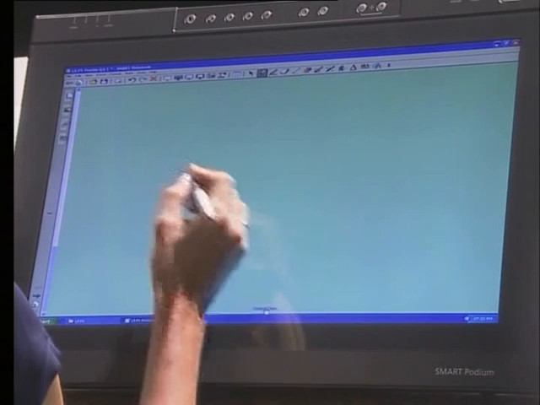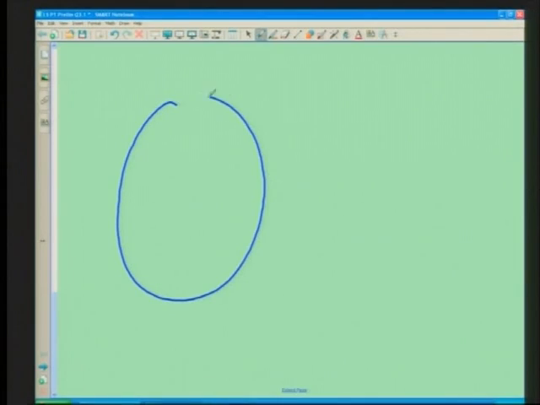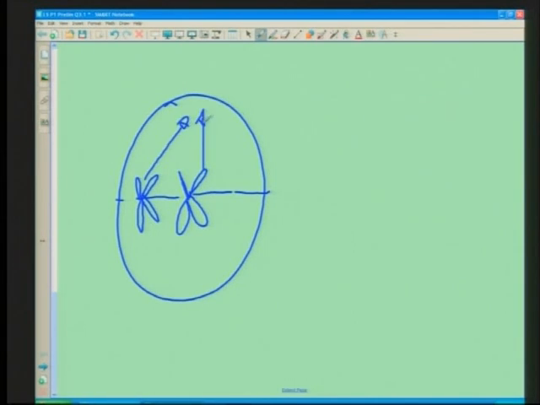Metaphase 1. Remember you're going to have your chromosomes lined up like this in metaphase 1. All right? There's the equator. And maybe this one and this one go this way. And this one and this one go this way. Or maybe this one goes up and this one goes down. You follow? So this little piece goes this way and this one goes this way.